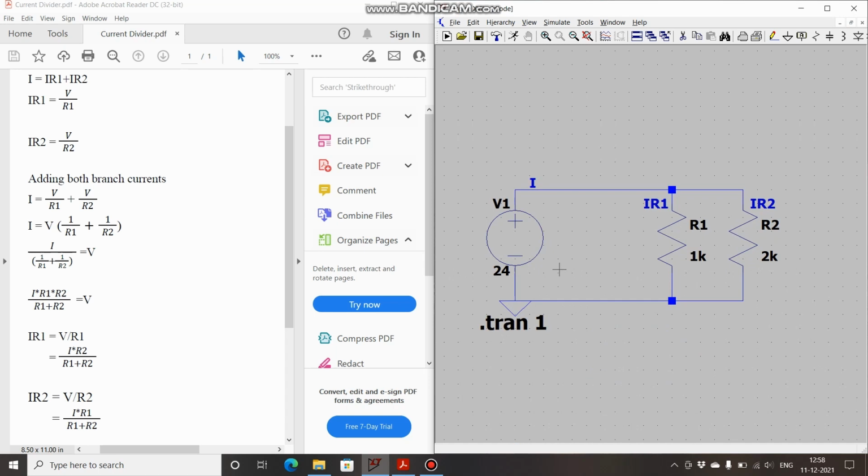Now, what approach will you use if you have more than two resistors? So nothing changes much. What you have to do is find the equivalent of all the resistors in parallel, multiply it by the current flowing through the source, and divide it by the resistance of that particular branch in which you have to find the current flowing. That's it. So this is it for this video.